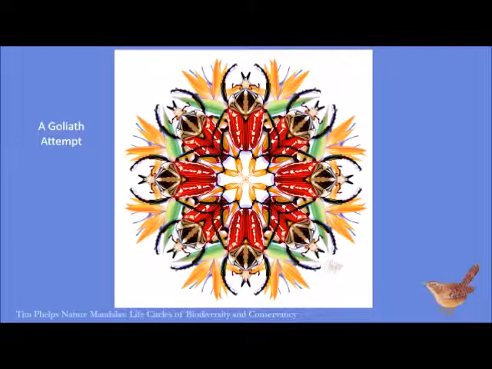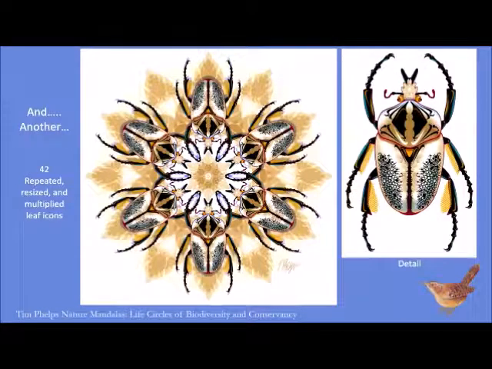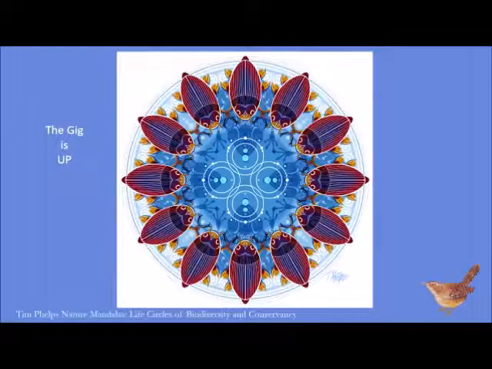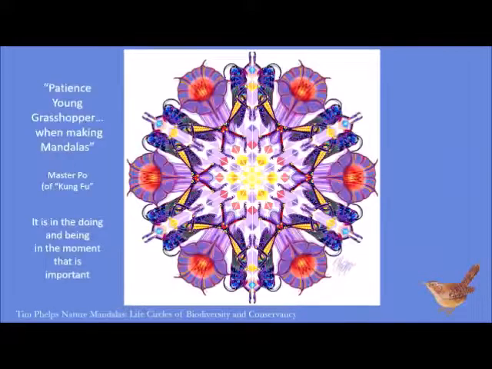And here's a Goliath attempt. And another. And in the background are 42 repeated, resized, and multiplied leaf icons to provide the background. So the gig is up here. We have early gigs in a pond and 4 watchful frogs below. And so patience, young grasshopper, when making mandalas. It is in the doing and being in the moment that is important.